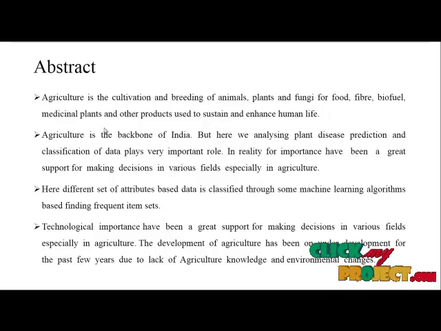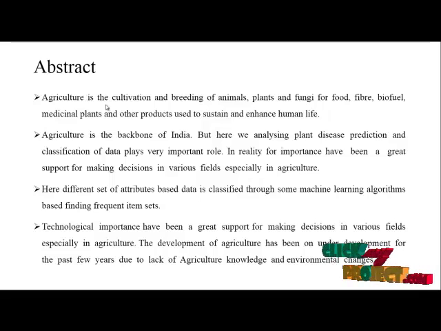First of all, data mining is the nontrivial extraction of implicit, previously unknown, potentially useful information from the data. Here, based on data mining, we will process the agriculture data set predictions using frequent item sets.